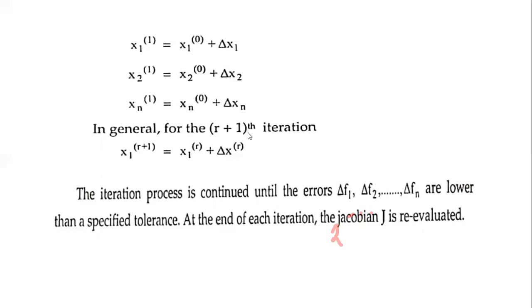In general, for the r plus 1th iteration, this is the first iteration values.